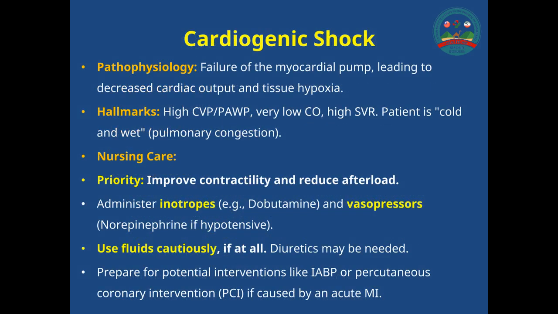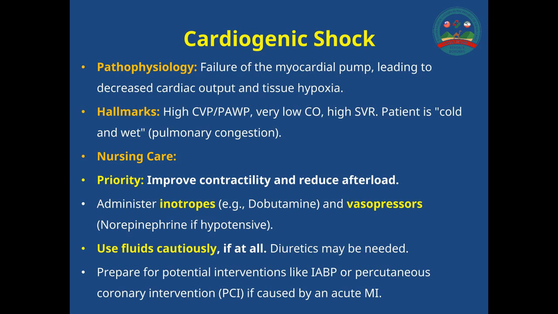Cardiogenic shock occurs when the heart pump fails, leading to low cardiac output and poor tissue oxygenation. The key hemodynamic signs are high CVP or PAWP, very low cardiac output, and high systemic vascular resistance. Patients are usually described as cold and wet because of poor perfusion and pulmonary congestion.